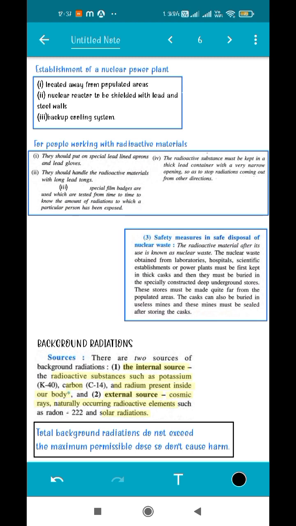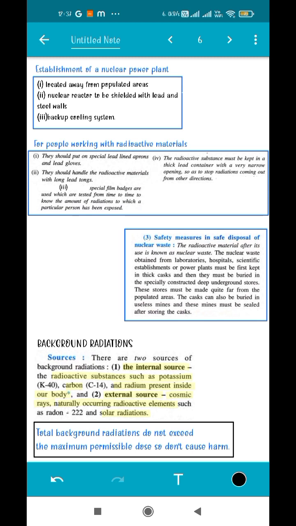Now for people who work in those radioactive power plants, who are handling radioactive substances, they should always wear lead lined aprons. The aprons which they wear should contain lead. And also while handling those substances, they should use lead gloves. Like I told you, lead does not allow the radiation to escape or move in. Also, whenever they are handling the radioactive materials, they should not touch them directly. They should do it with tongs made of lead.